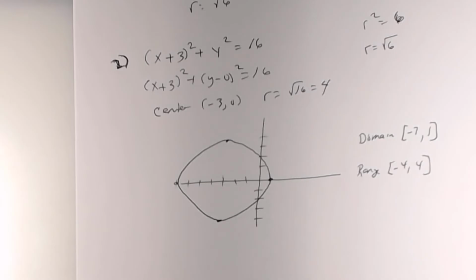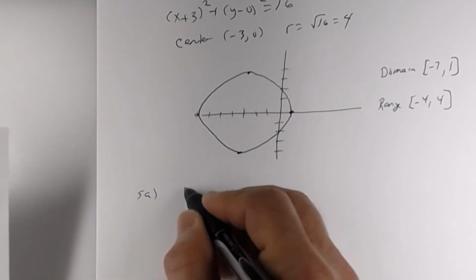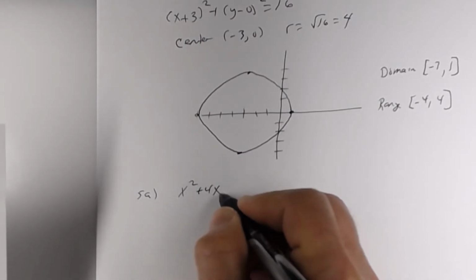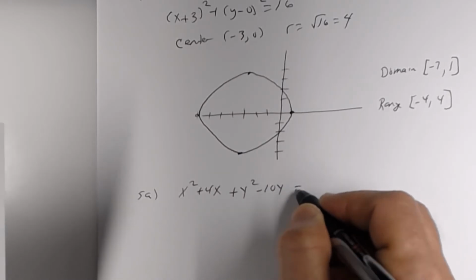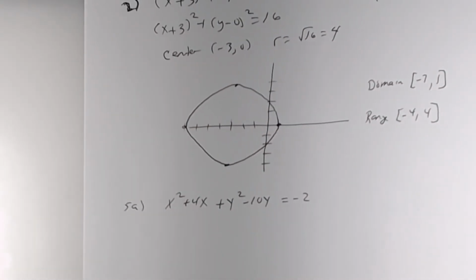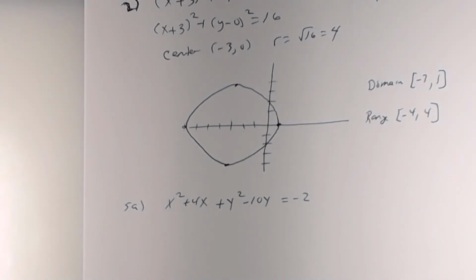Now the problem now is this. Look at that second page of that handout, number 5a. It looks like this: x² + 4x + y² − 10y = −2. Go ahead and write that down. That's actually 5a on that second page. So x² + 4x + y² − 10y = −2.